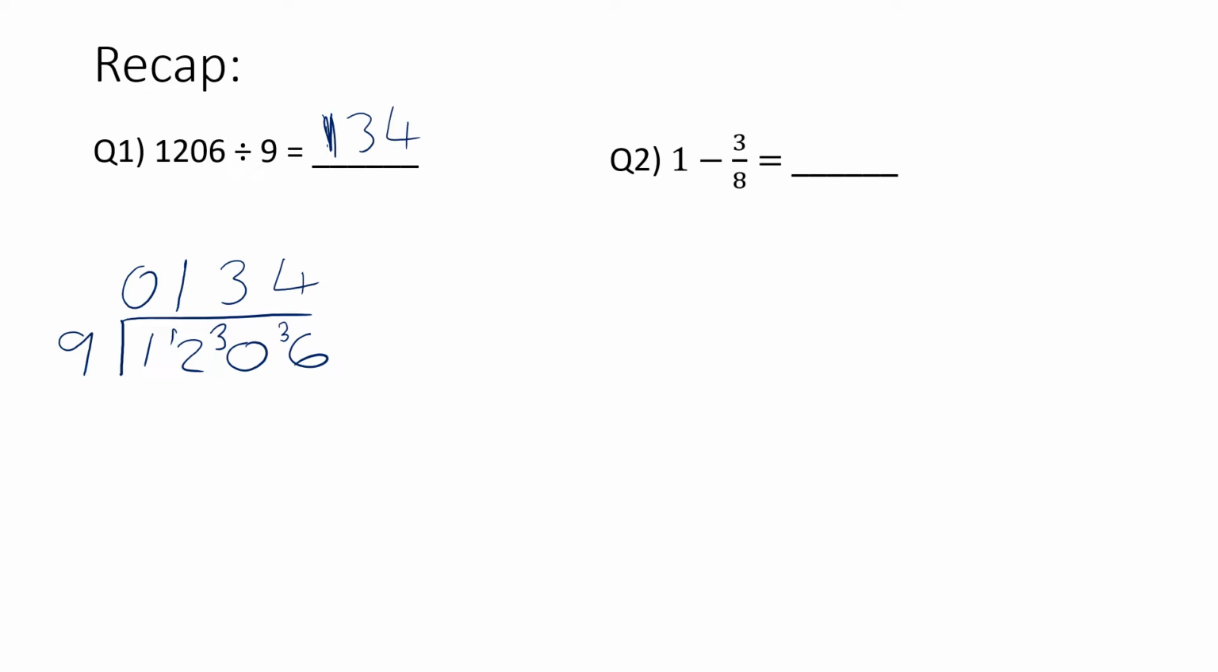134. Fractions. Subtracting fractions, well, we don't have a common denominator. So how do we work it out? Well, first of all, any whole number as a fraction, you just put it over 1. 1 whole, take away 3/8.